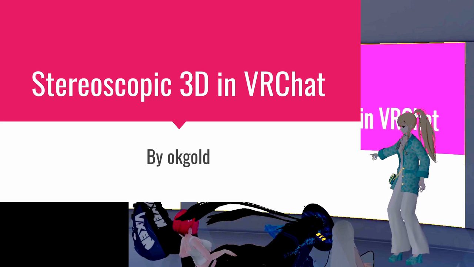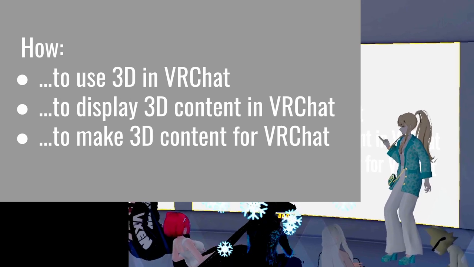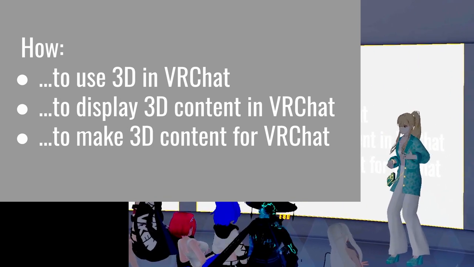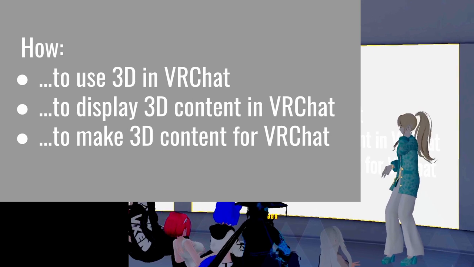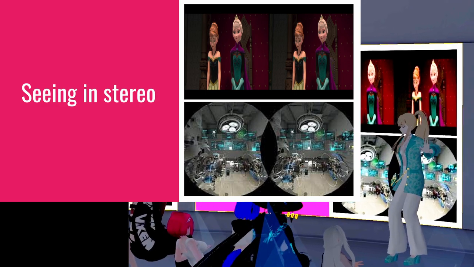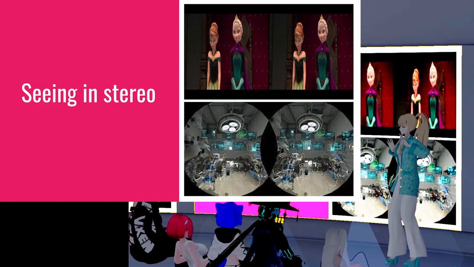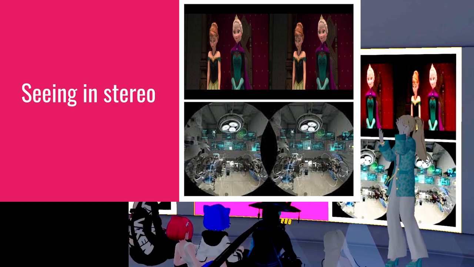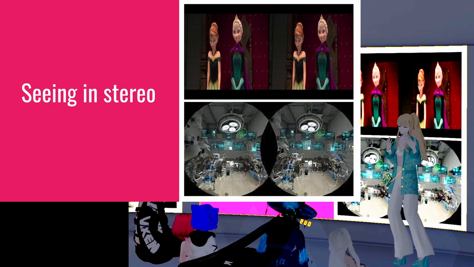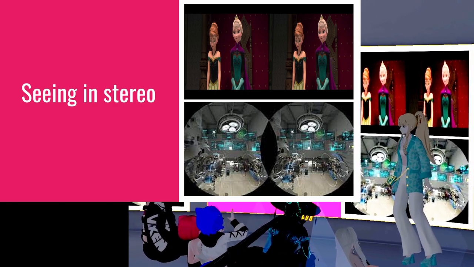So we're going to learn how to use 3D in VRChat, how to display 3D content, and how to make 3D content. That one's going to be super quick, because it's a very in-depth kind of thing. The basic thing we need to know is that we already see in stereo. We do that every single day. Most of us have two eyeballs. But if you feed a left and a right view into those eyeballs, you can get a stereoscopic effect. You can trick them that way. It's very easy to trick the human eye. So all we have to do is feed in a left and a right.